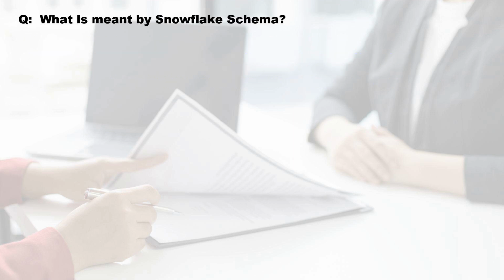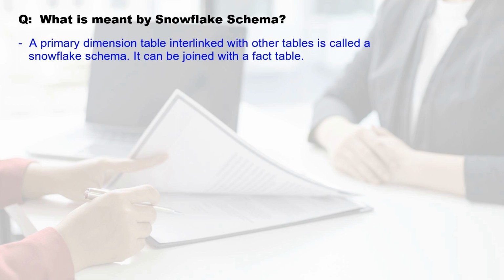What is meant by snowflake schema? A primary dimension table interlinked with other tables is called a snowflake schema. It can be joined with a fact table.